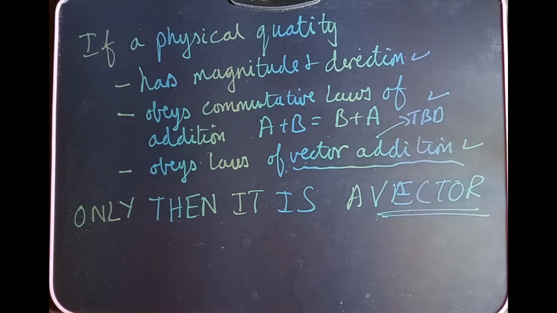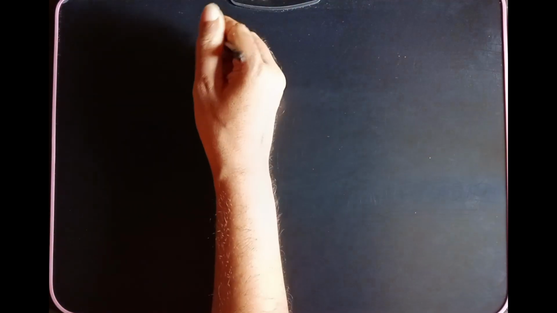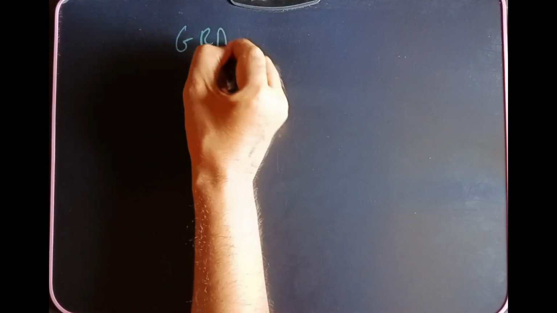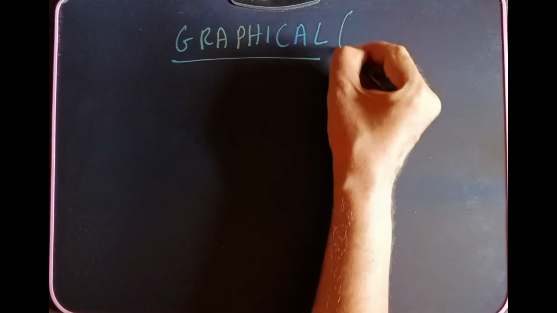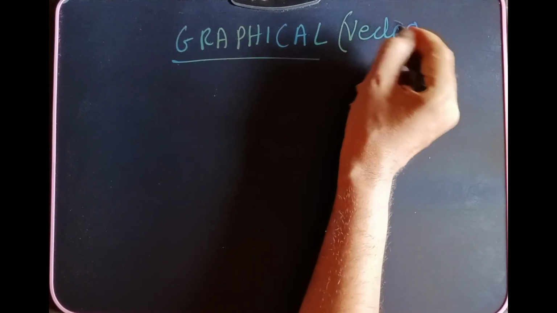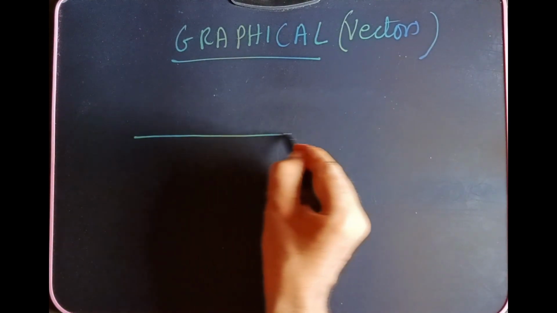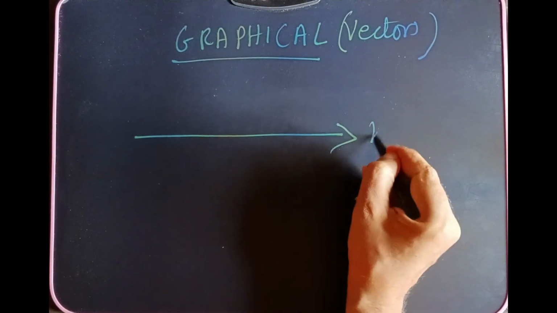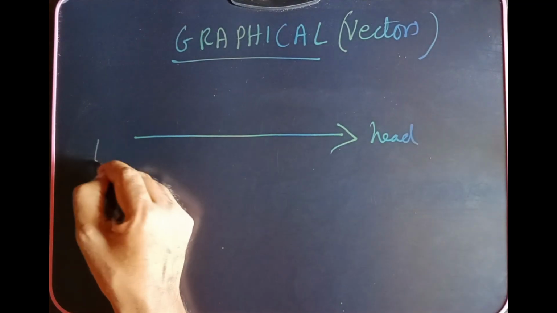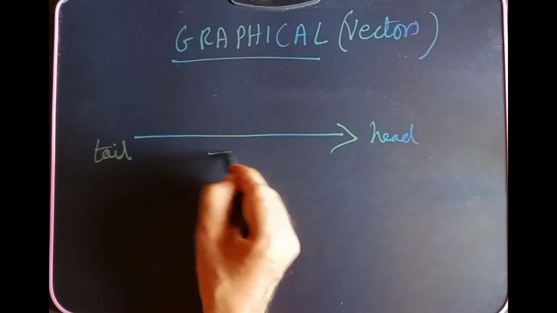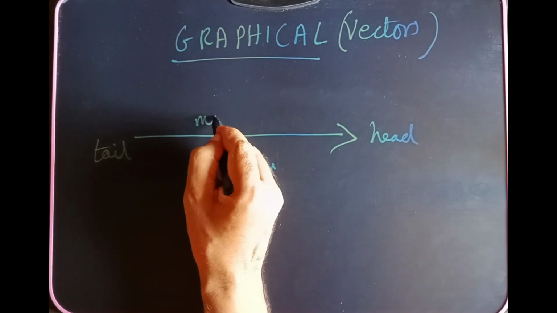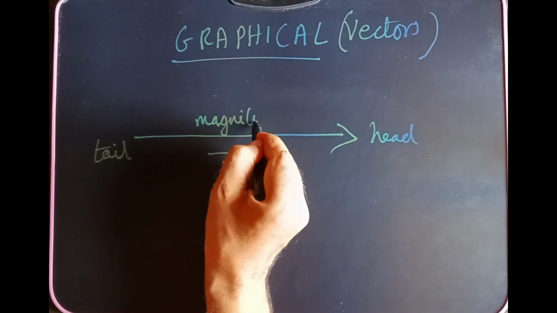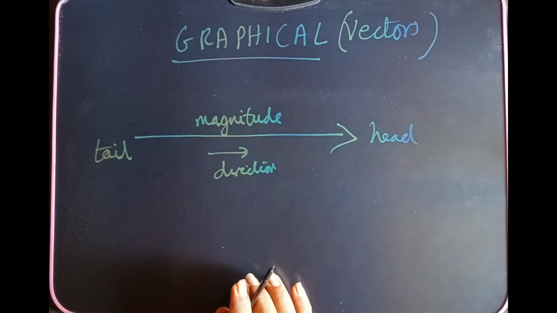So graphically, let's see how vectors are represented. I will clear this. Graphical representation of vectors. You will have direction, it is represented with an arrow with a head. This is called the head, and this is the tail, and this is showing the direction, and it has magnitude also. This shows the length of the arrow.